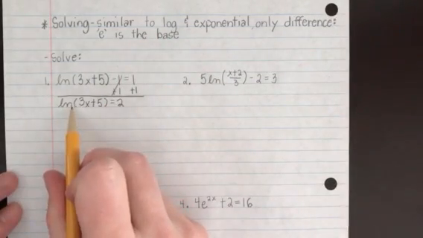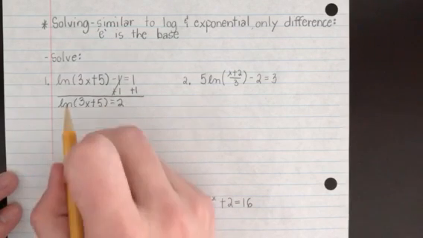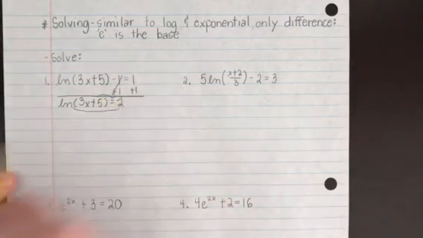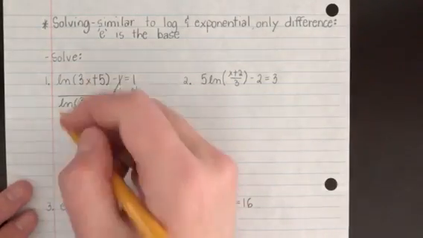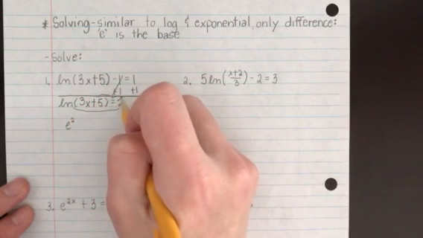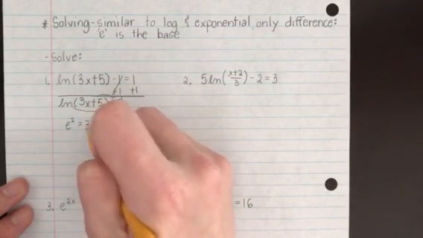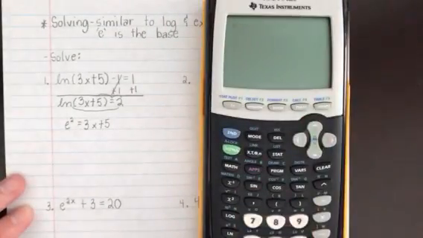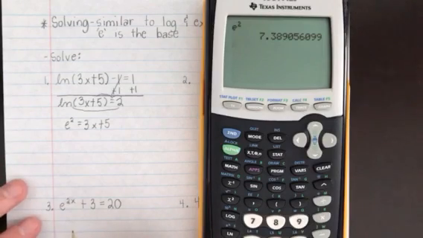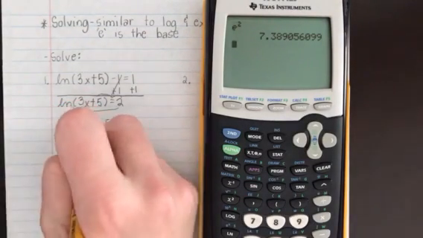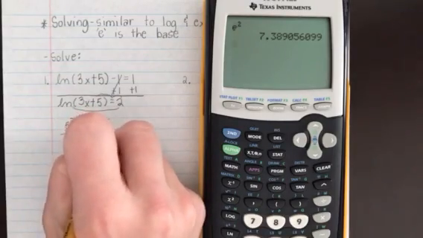And then, since my natural log is isolated, nothing in front, nothing in the back that I can get rid of, I'm going to swirl, make it an exponential. My base of a natural log is e. So this would be e squared equals 3x plus 5. Then, of course, you're going to need to rely upon your calculator. E squared is 7.39. So 7.39 equals 3x plus 5.